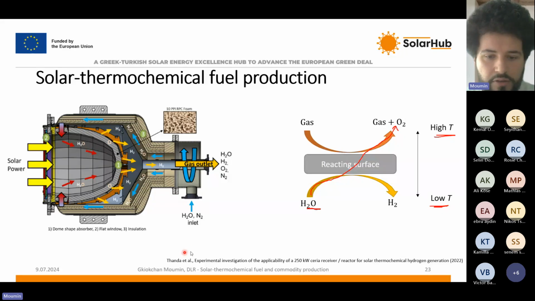Here you can see a reactor tested by DLR. The water, or in this case steam, is entering the system. It's getting in contact with the structure. You can see a foam indicated here. And afterwards, we have the product, which is the hydrogen. And then at the gas outlet, we have the components.